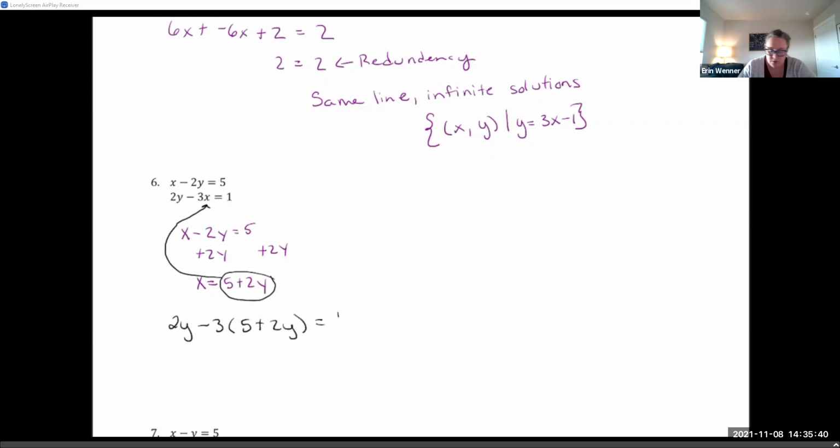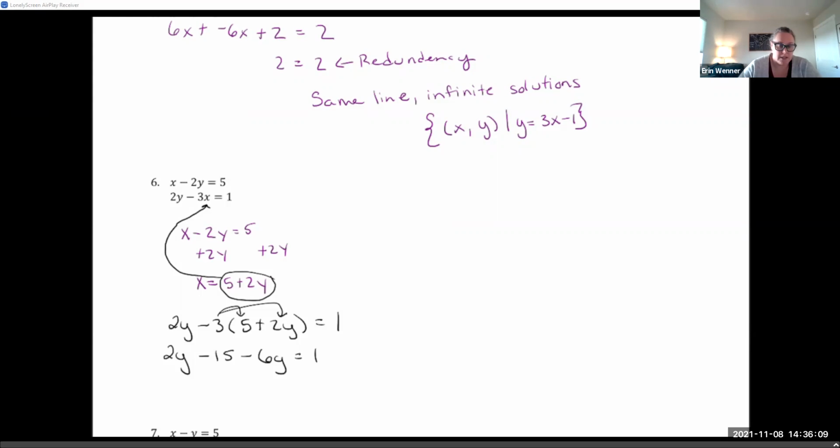Okay, so we have an opportunity to make an easy mistake here again, right? That whole distributing of the negative. So I'm going to distribute the -3 to both terms, meaning we're going to have 2y minus 15 minus 6y. Again, that comes from -3 times 5 is -15, and -3 times 2y is -6y. Okay, and that's going to equal 1.